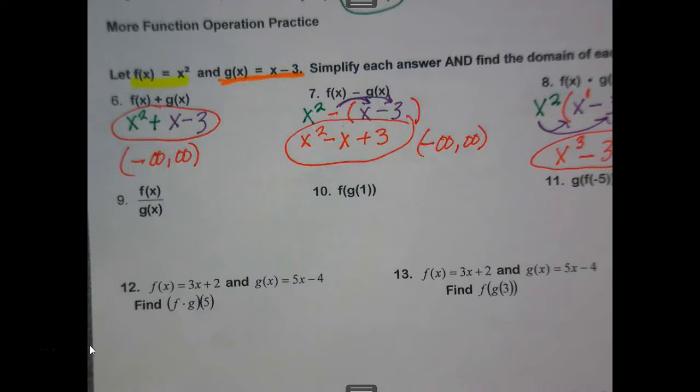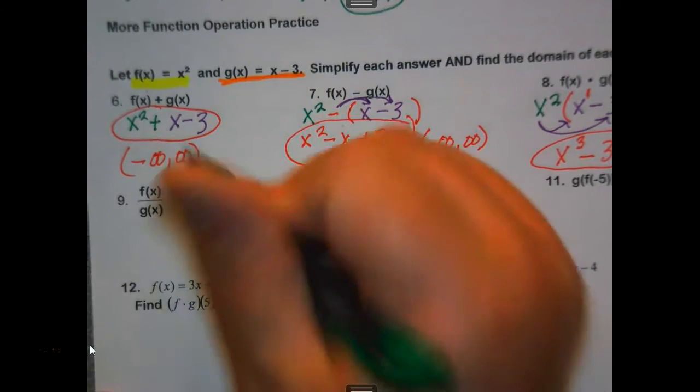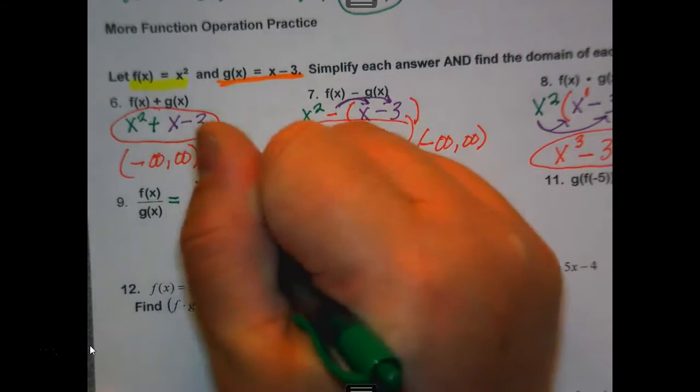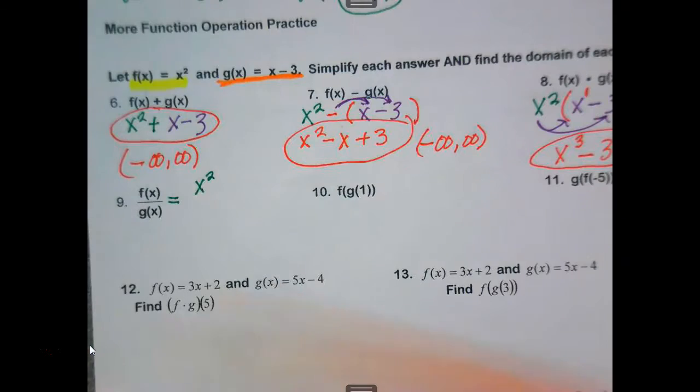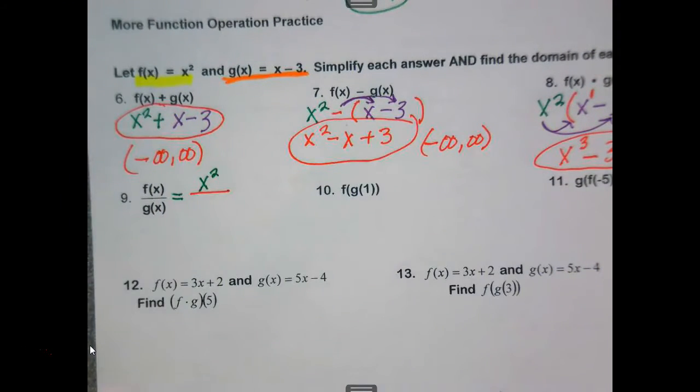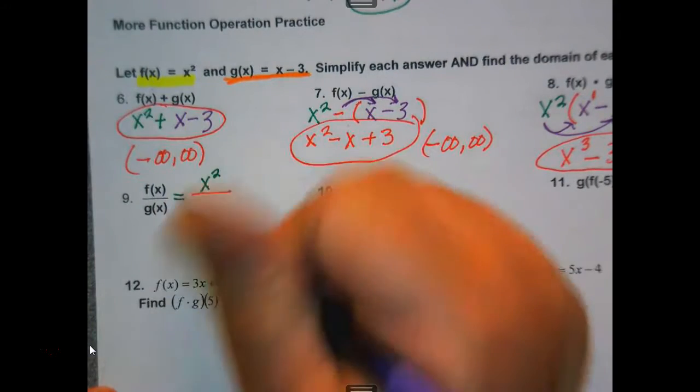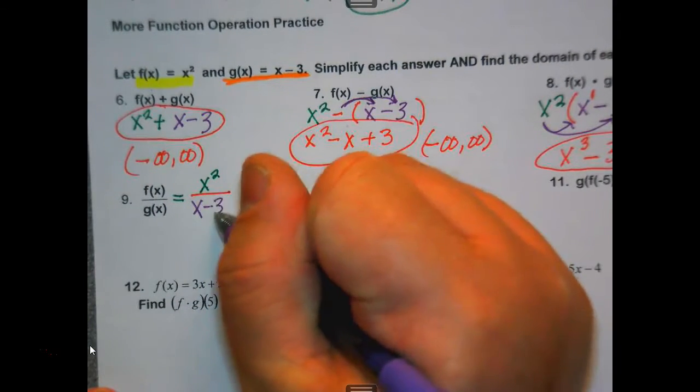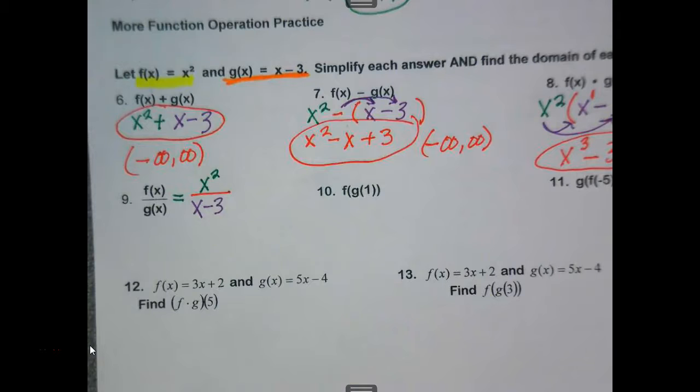Number 9, the f of x, which is x squared, I'm going to divide it by the g of x, which is x minus 3. Can I reduce this? I don't see any way to reduce this.